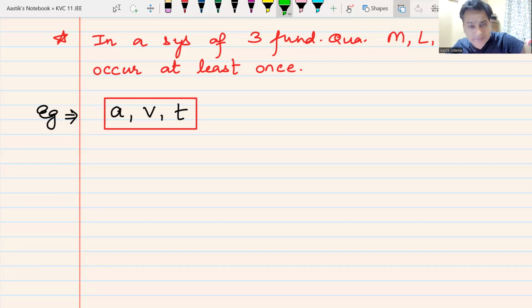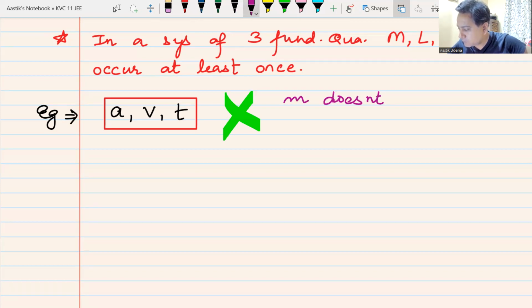No, I cannot have a system where I have A, V, and T as my fundamental quantities because of two reasons. The first reason is M does not appear, so I have only L and T appearing here. That is the first reason why I can't have this as my fundamental system.